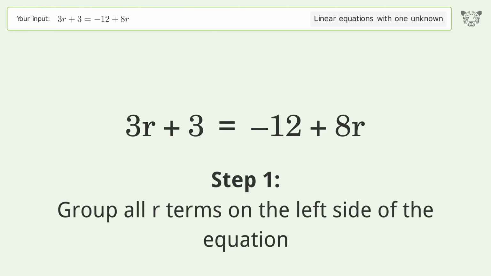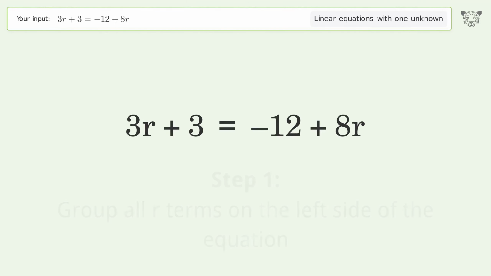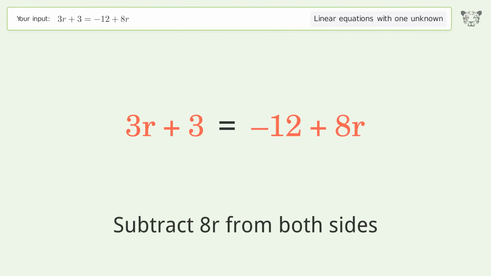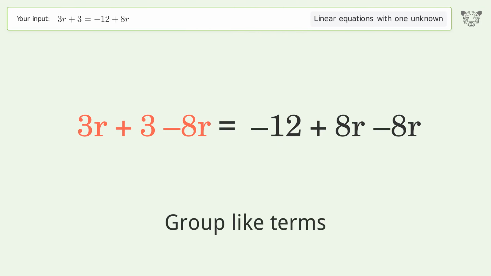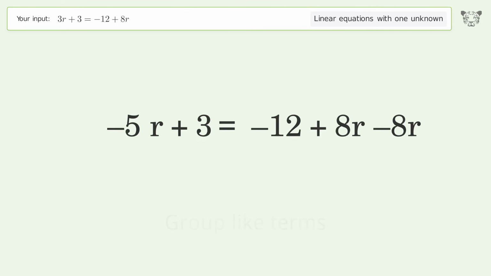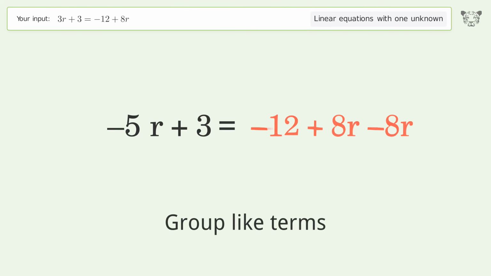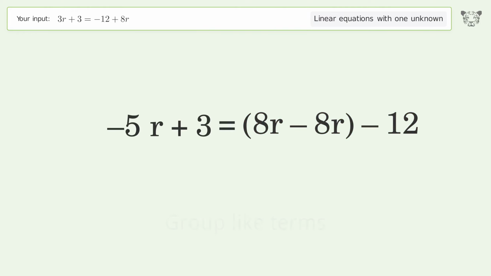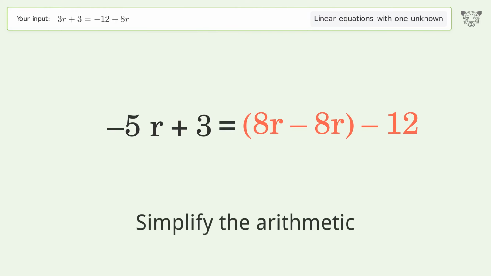Group all r terms on the left side of the equation. Subtract 8r from both sides. Group like terms. Simplify the arithmetic. Group like terms. Simplify the arithmetic.